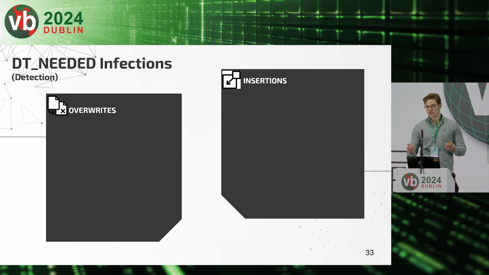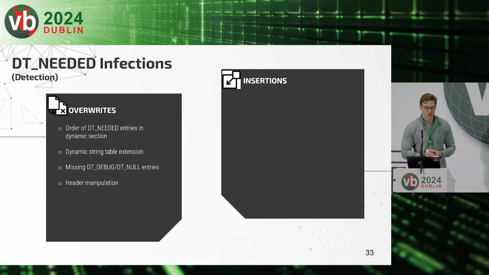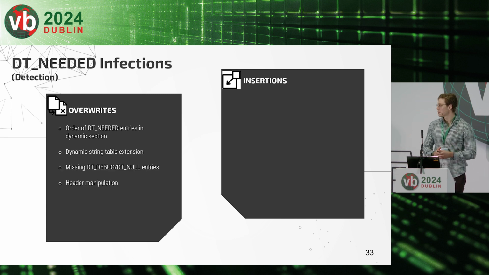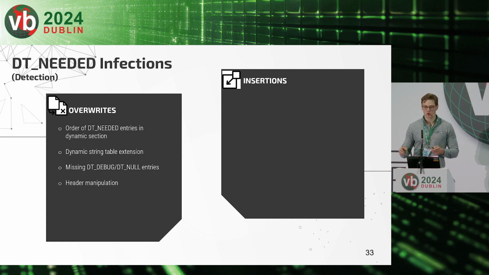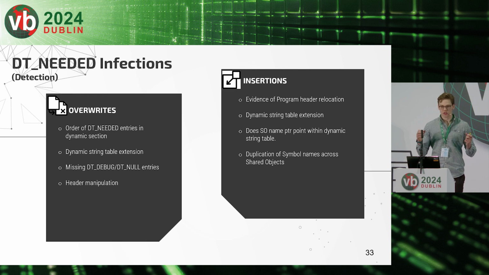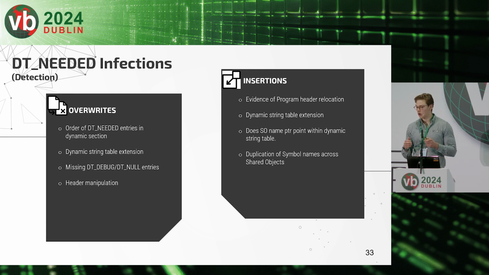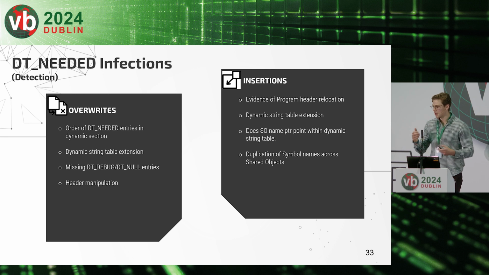So how might we detect this as a defender? Well, we can look for the absence of those null or debug entries. Also, when you compile a binary, the object linker won't produce DT_NEEDED entries in a non-sequential order, so we can look for this. For the insertion type, in order to make space for the string name for our new evil library, shared object even, we often need to make space, and that involves relocating some of the sections or doing something like a reverse text padding infection. So we can check for these indicators and look for non-standard locations where the headers might have been relocated.